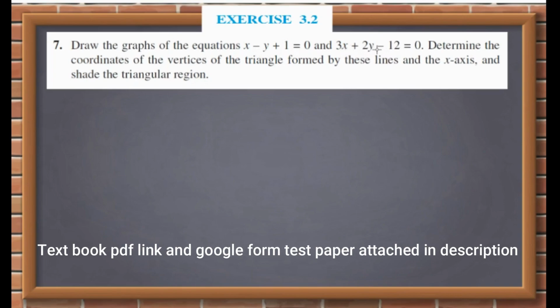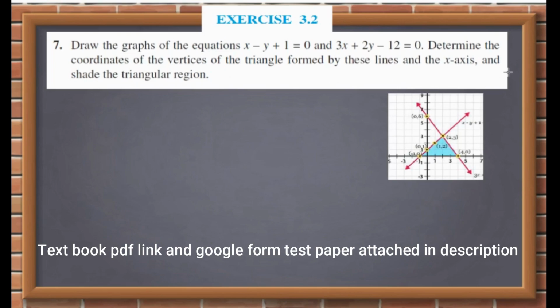These two are intersecting lines. When these intersecting lines along with x-axis, it makes a triangle. So we have to find the coordinates of the triangle and you have to shade the triangular region. So I will show how this it looks. So this intersecting lines and x-axis making a triangle. So they are asking to shade this region and we have to find the vertices of the triangle.